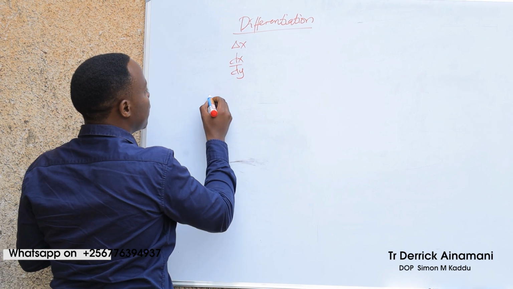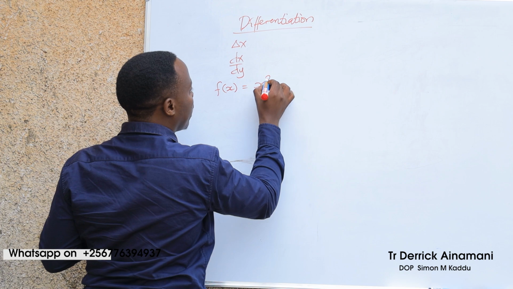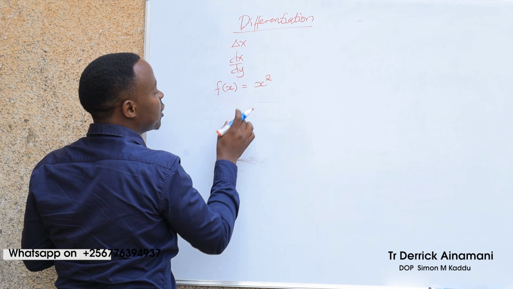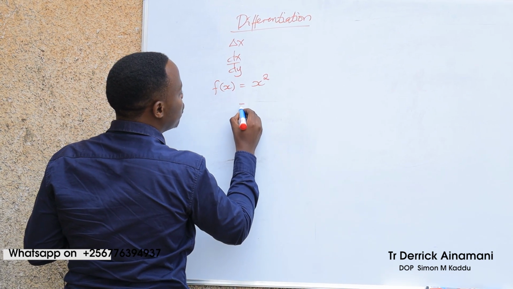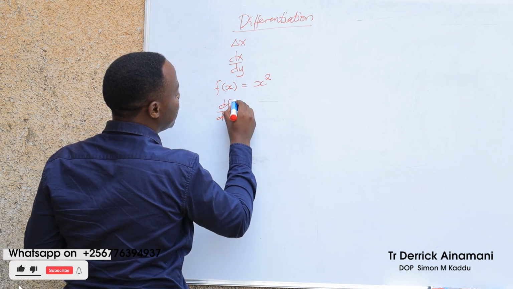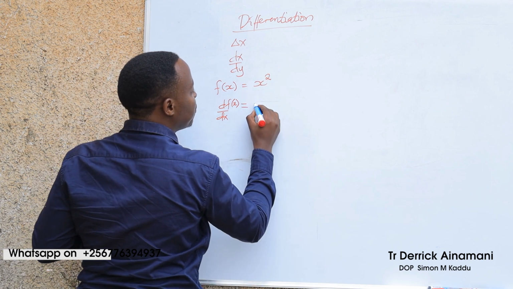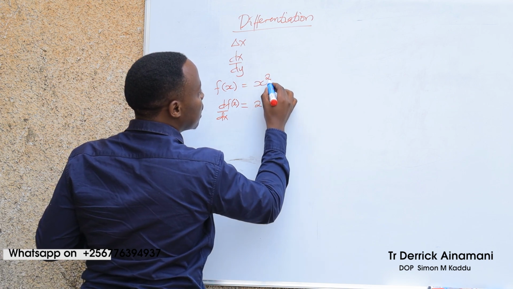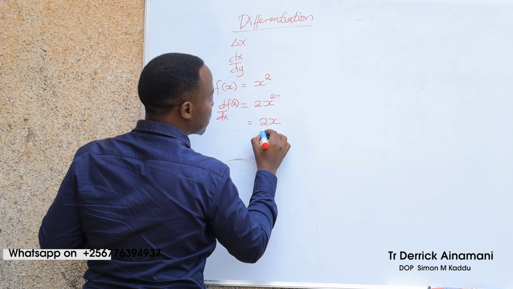They might say, given a function f of x is equal to x squared, differentiate this one. If this is equal to this and you're differentiating, what you do is you get the power, you put it here, then x, then you reduce the power by 1. So our answer would be 2x.